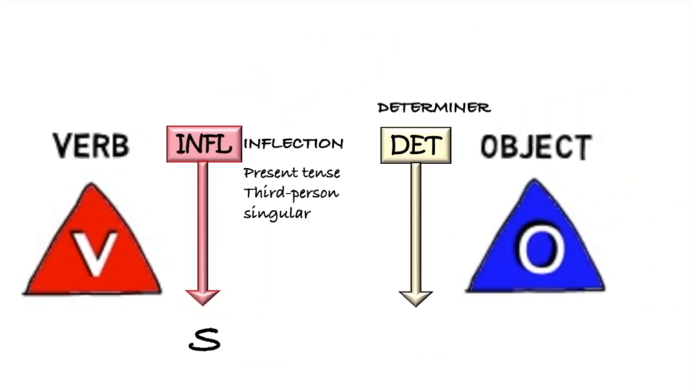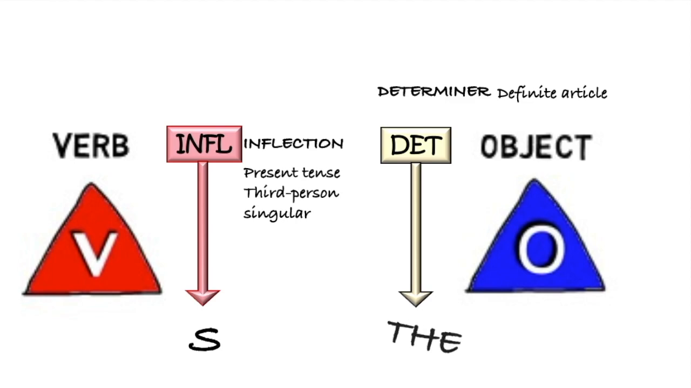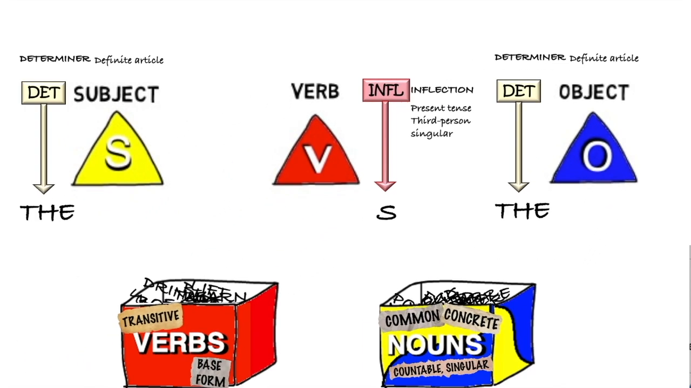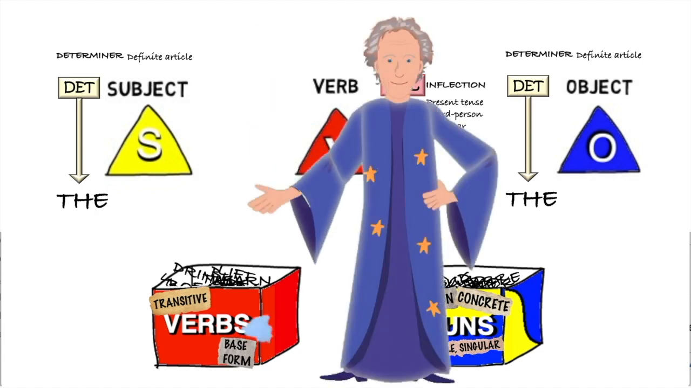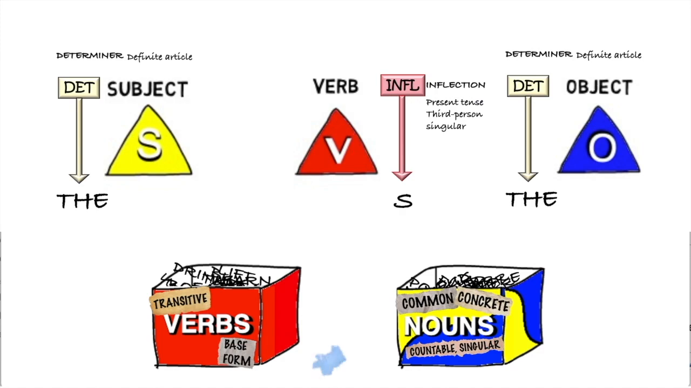And finally, we're going to add the same determiner, the, to the object. And that's it. That's all we need. We're now ready to start generating language using this structure.